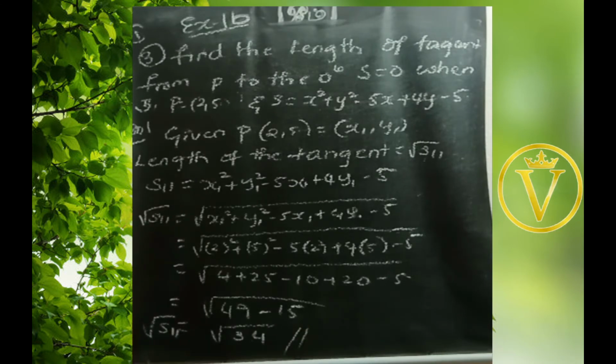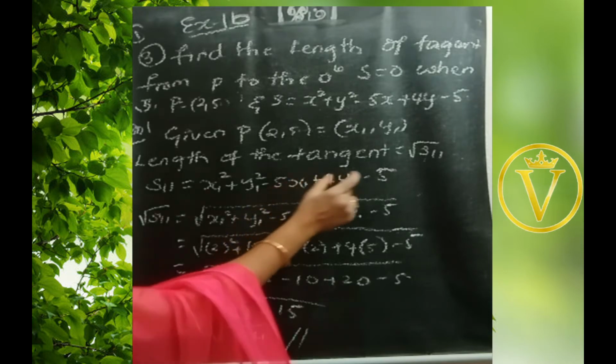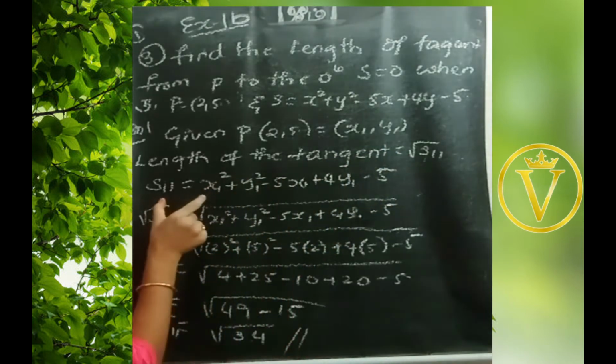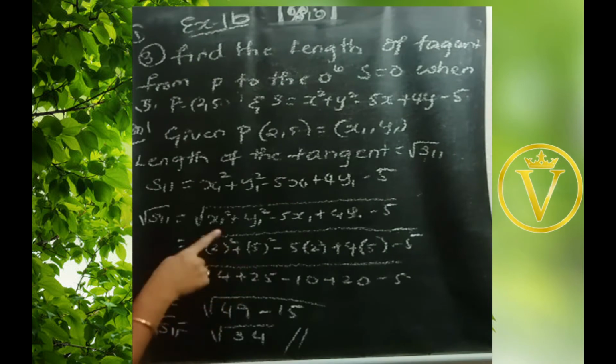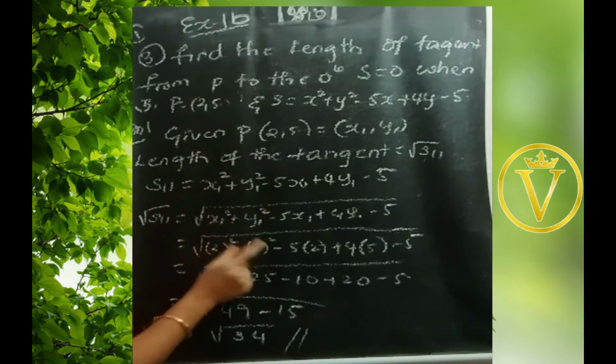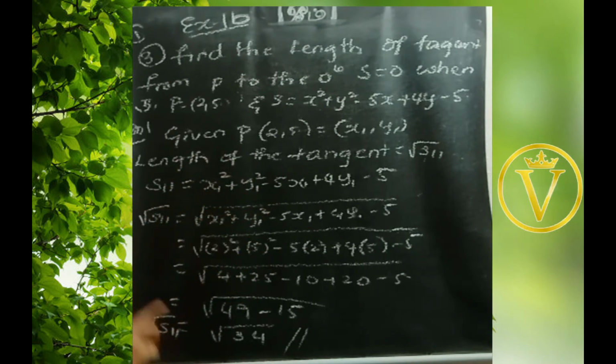That's it. Very simple. So if they ask the length of the tangent, write this formula. First find S11 and make the expression with the root, and find the answer by substituting the points x1 and y1 in the expression. That's it. Now we'll go for the another problem.